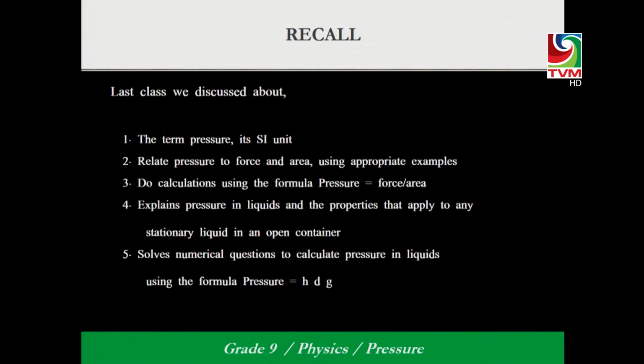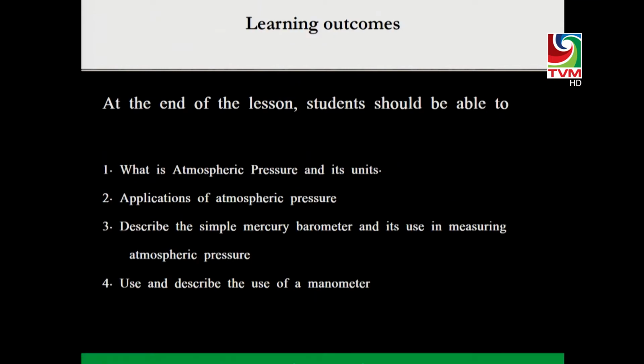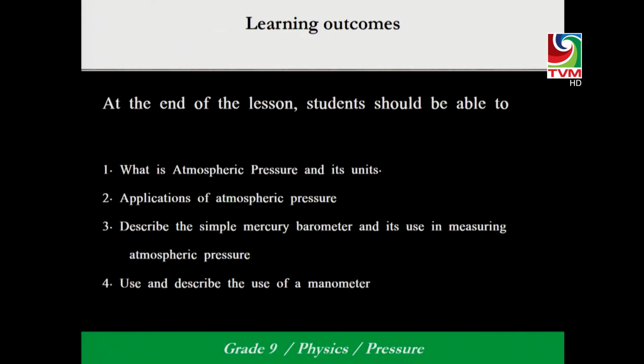Now I am going to start with today's learning outcomes. Today we are going to discuss mainly atmospheric pressure. At the end of the lesson, students should be able to know what atmospheric pressure is and its SI unit, and the applications of atmospheric pressure, and describe the simple mercury barometer and its use in measuring atmospheric pressure. Finally, describe the use of the manometer. At the end of the lesson, you should be able to know all these outcomes.